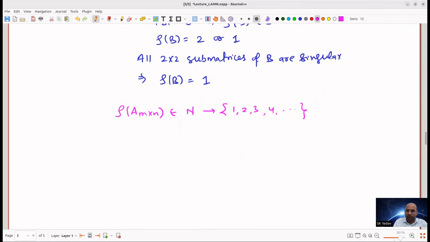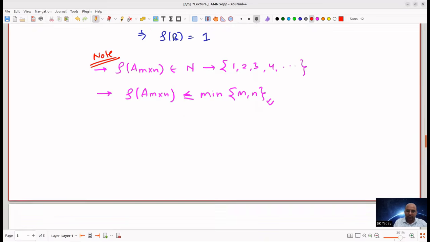And second note, you can make this the first note. Second note is rank of matrix M cross N, that means M rows and N columns, is less or equal to minimum of M comma N. So it will give you an upper bound for the rank. Okay, this provides an upper bound for the rank. So these 2 points you can note down, and these will help you in identifying the rank easily.